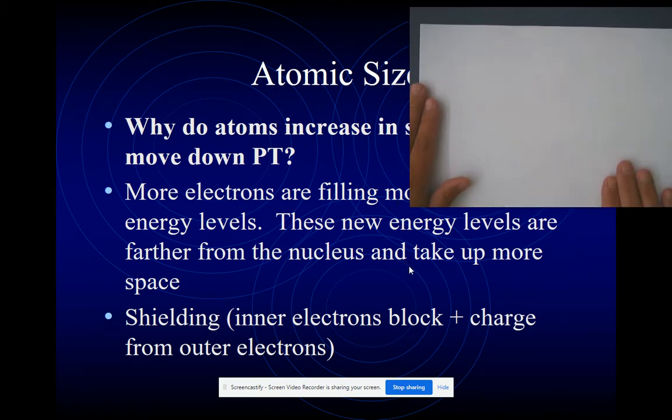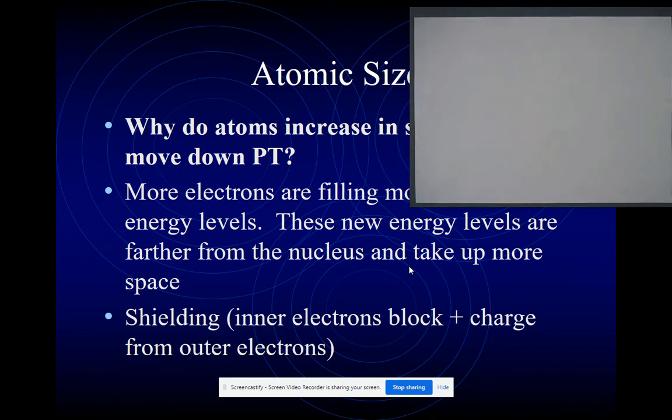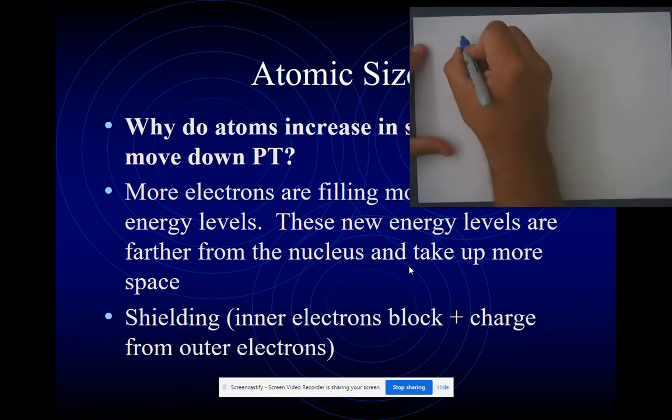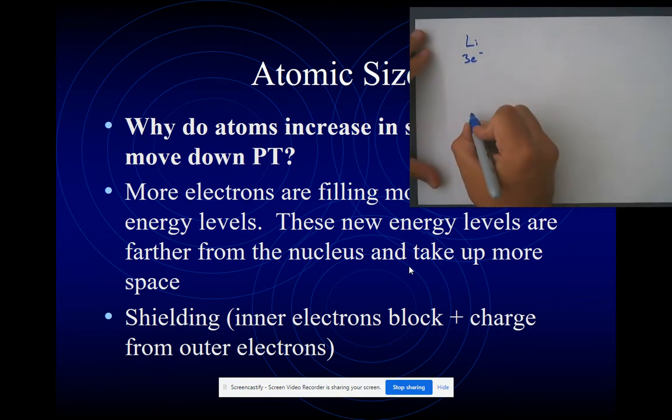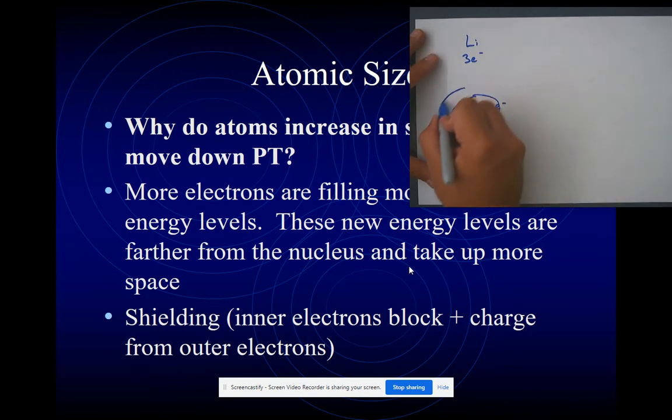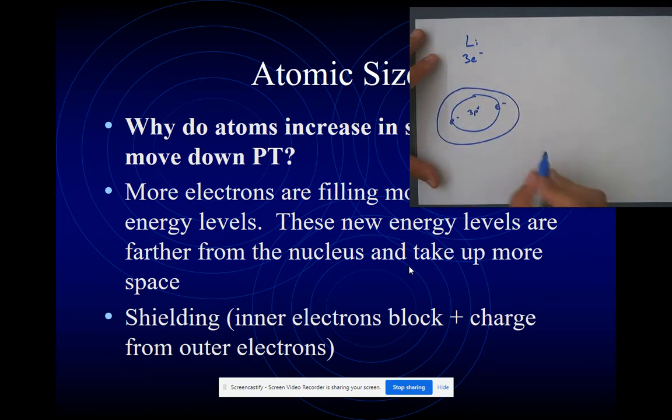Okay, so if we were to draw a lithium atom, lithium has 3 electrons. And if we were going to do the Bohr model, we'd put 3 protons in the nucleus, and the first ring would get 2 electrons, and that's full, and then the second ring gets an electron.